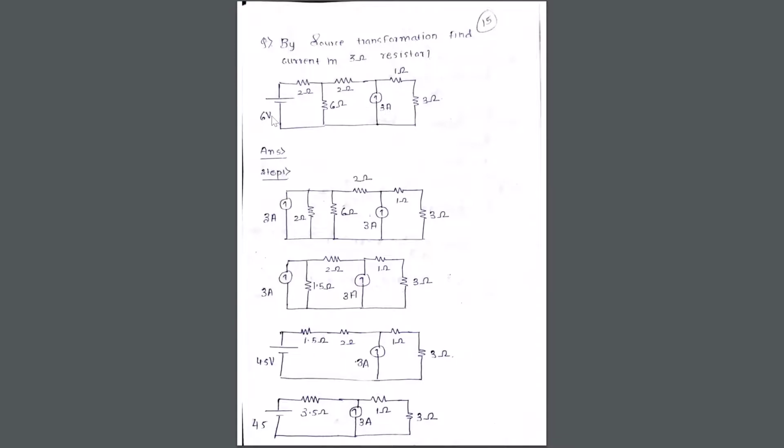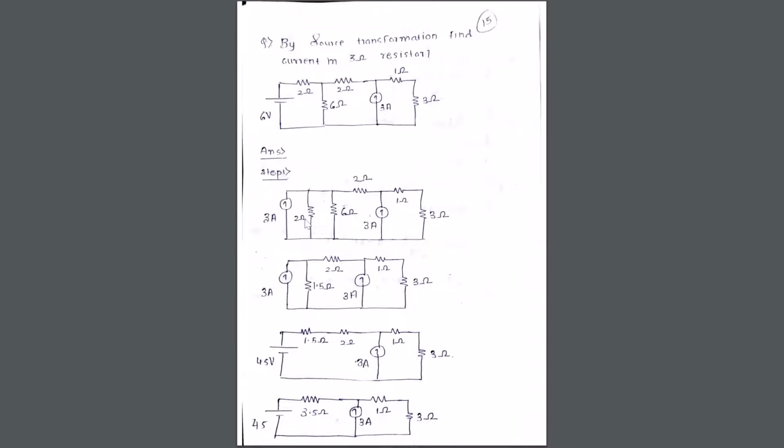Current is always V by R, that is 6 by 2, which is 3 amperes, and a 2 ohm resistor is going to come over here. I hope I'm very clear. The current direction is upward because it is moving out of the positive terminal of a voltage source.